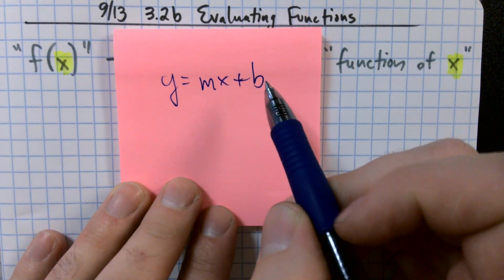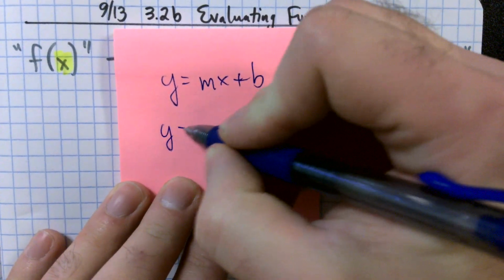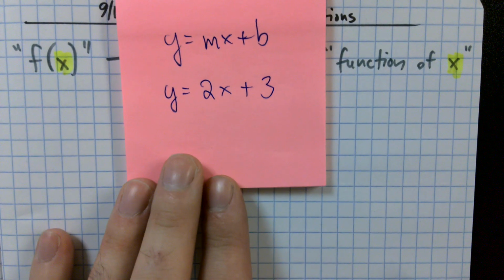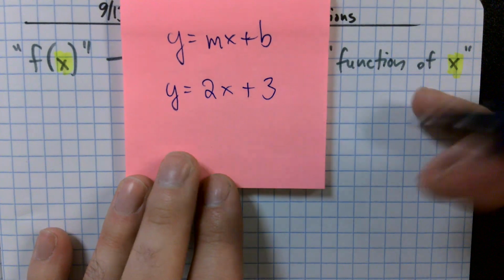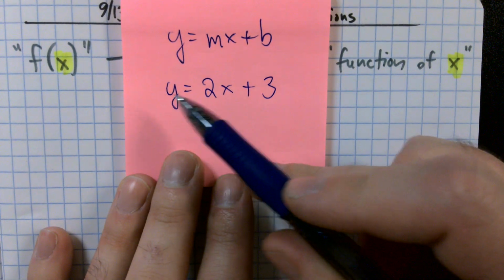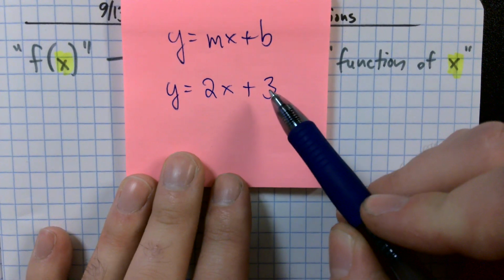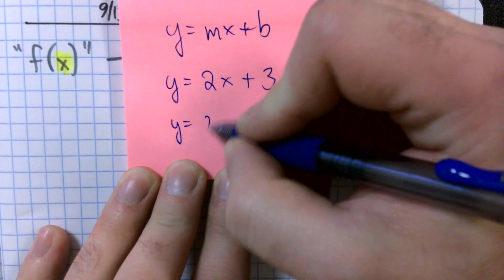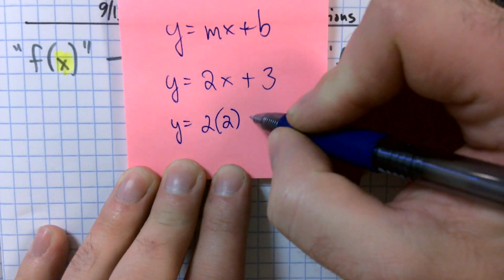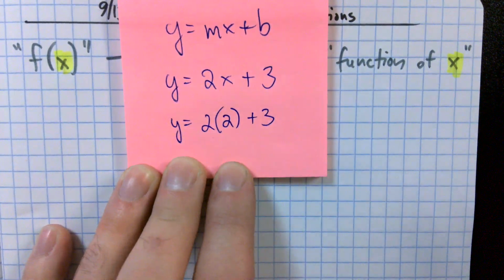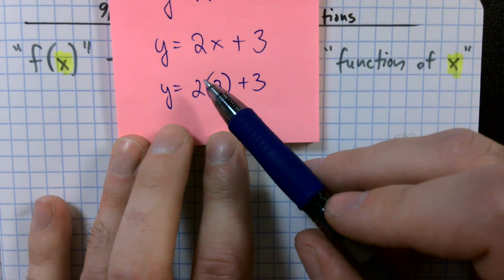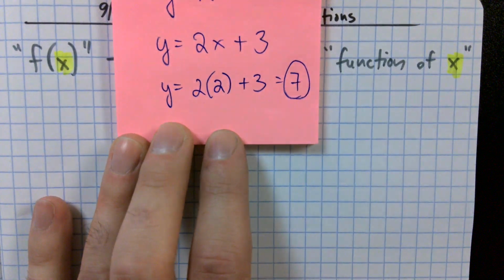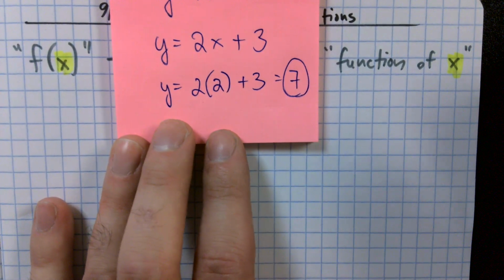Okay, we got a linear function here. Normally we see y is equal to some number x plus some number. On Monday, when I was gone and you were working with Miss Chow, the entire Alex assignment was just evaluating these functions. If x is 2, then y is equal to 2 times 2 plus 3. What's 2 times 2 plus 3? 7. Okay, what we're doing today is exactly the same thing.